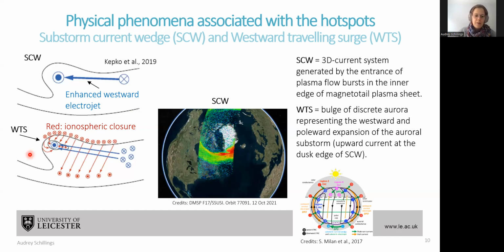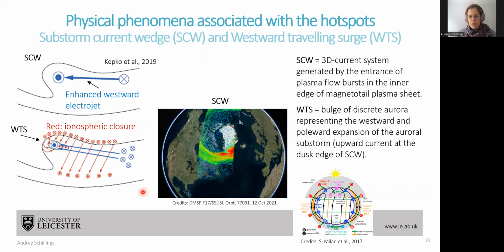And then you have an additional current system that is made on top of the original one, and that's what is shown here in red. This schematic is taken from the review of Kepko et al. in 2019. On this middle picture, you can see the UK over here, Scandinavia over here, then Greenland, and we can see from the DMSP satellites that they have observed a Substorm current wedge.